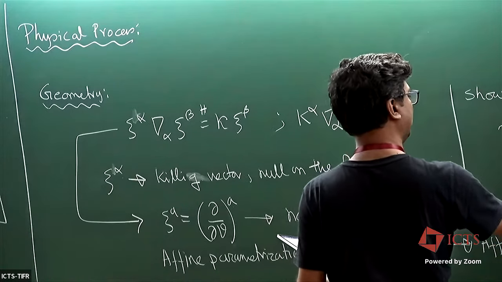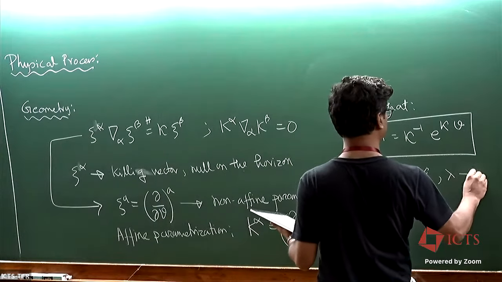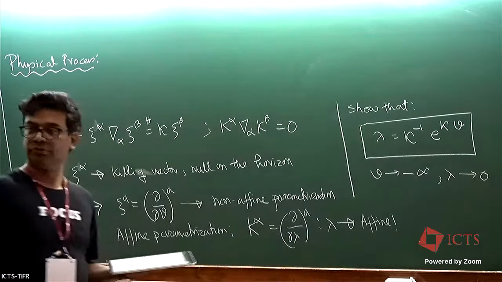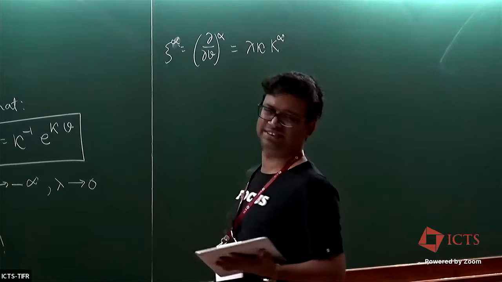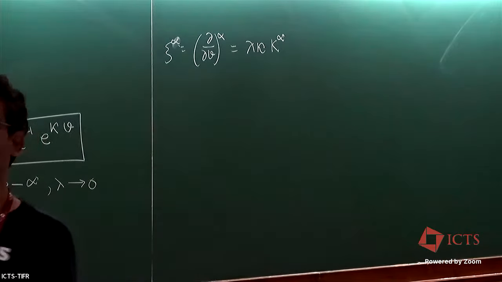Most importantly, understand that sometimes V is called killing time and lambda I will call affine time. If V goes to negative infinity, lambda goes to 0. Therefore, you can show that xi^α, which is ∂/∂V of α, is nothing but lambda kappa K^α. You take ∂/∂V, write it as ∂λ/∂V into ∂/∂λ, and you'll get the result.